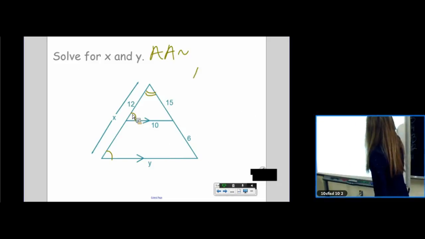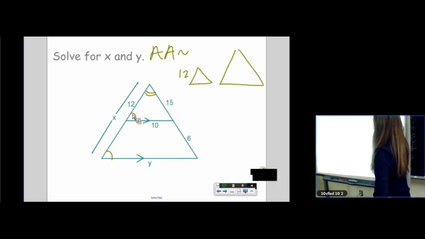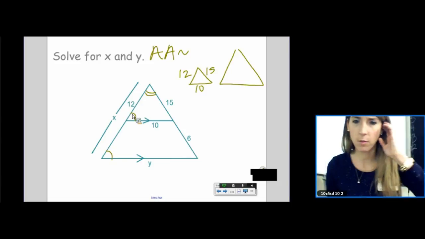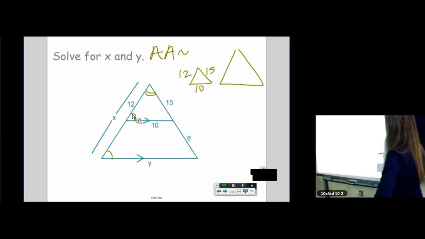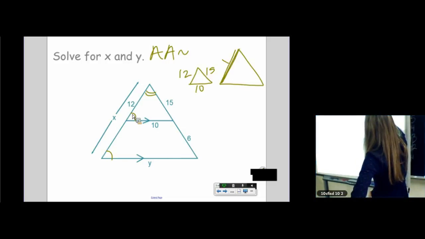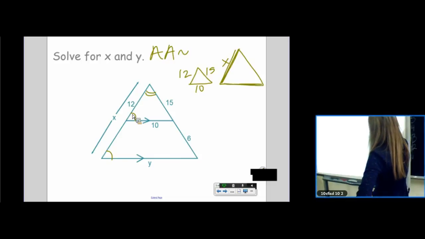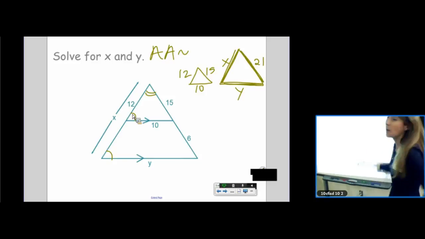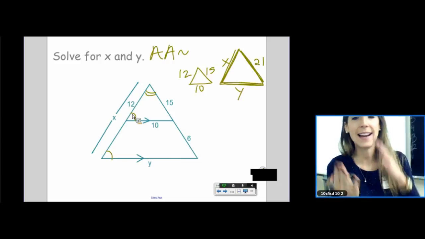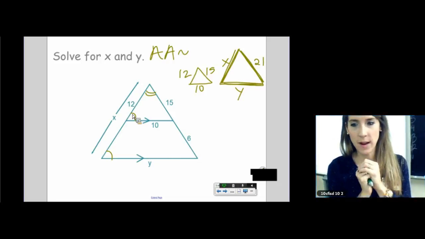So if I drew them separately, I've got my small one and then my larger one. 12, 15, 10. They gave us all the dimensions of that smaller one. Now let's do the larger one. What's this side? X. What's this side? Y. And be careful, what's this side? Oh, you have to add them together. You can't just use 6. 6 is not a side, it's a partial side, right?